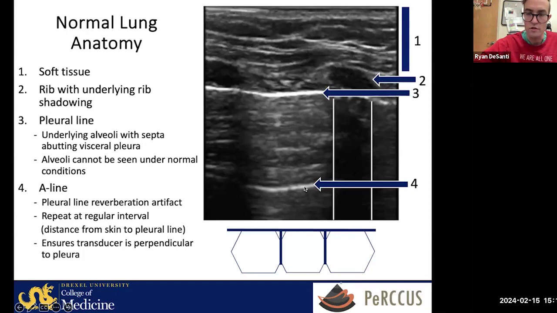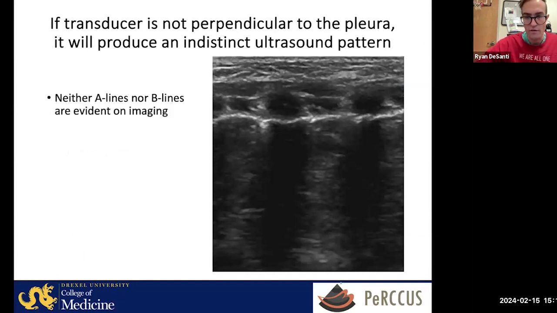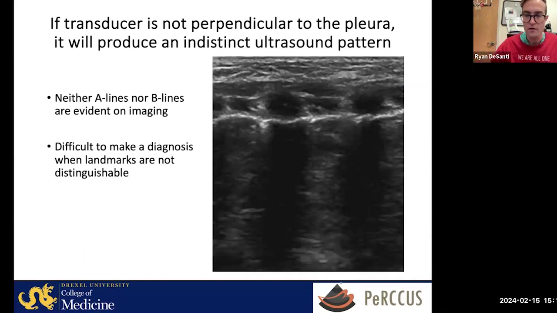Normally, when doing lung ultrasound, we just need to be able to evaluate at a sufficient depth to obtain one A-line. Presence of the A-line ensures that the transducer is perpendicular to the pleura, which is what we need in order to be able to examine the lung. If the transducer is not perpendicular to the pleura, it produces an indistinct ultrasound pattern where neither A-lines nor B-lines are present. This, of course, can make it difficult to evaluate since landmarks are not distinguishable.